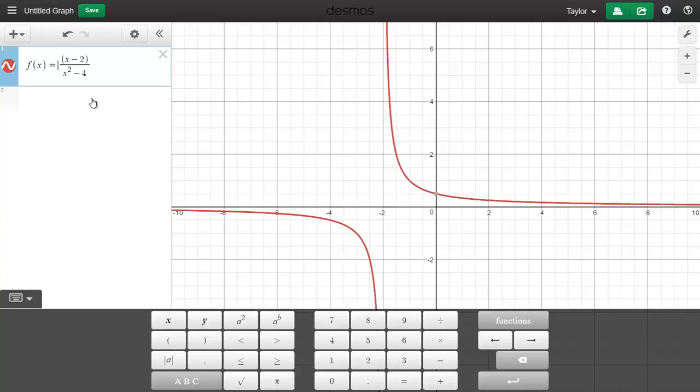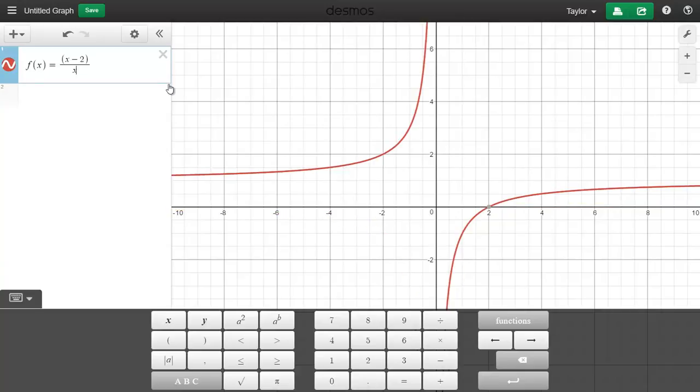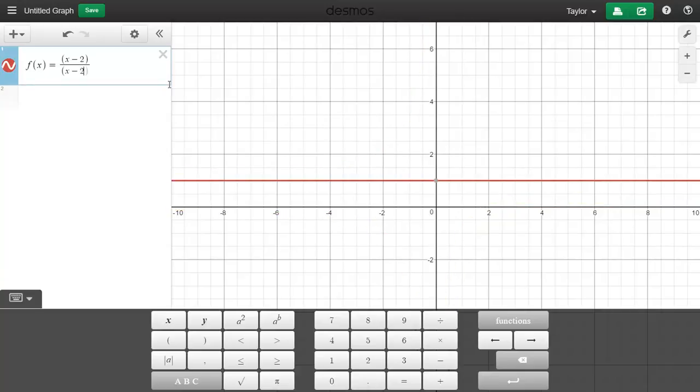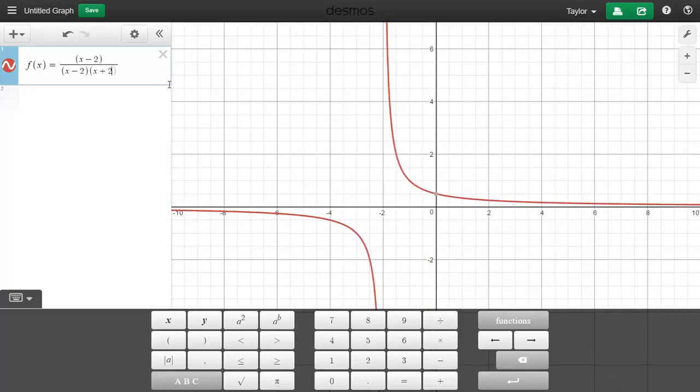Well, we know that there's two discontinuities. The way we would determine this algebraically is to factor the bottom and then see which factor we can cancel out. So we could say this is x minus 2 times x plus 2. Now, which factor can we cancel out? Okay, we can cancel out the x minus 2 factor. That means that the discontinuity that was a result of that factor is removable. Well, what discontinuity was the result of that factor?